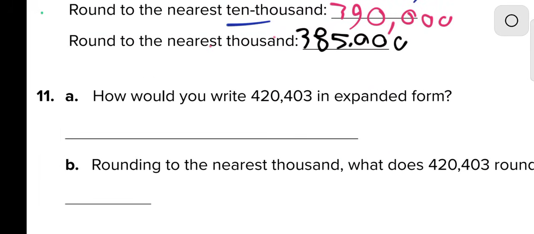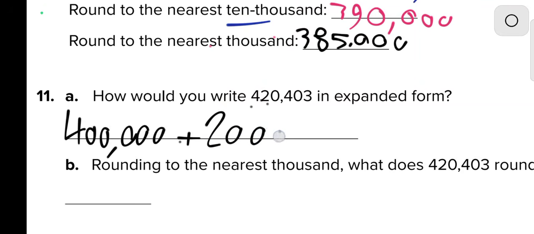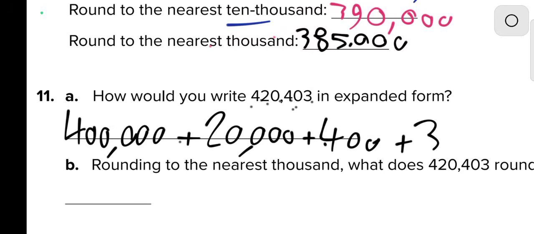How would you write 420,403 in expanded form? What does expanded form mean? Put each number alone. Okay, can you read this? 400,000 plus, can you read just the 2? 20,000 plus, the 0 is not important to write. The 4 here is 400, right? So you have to write 400 plus, 0 is not important, and 3.